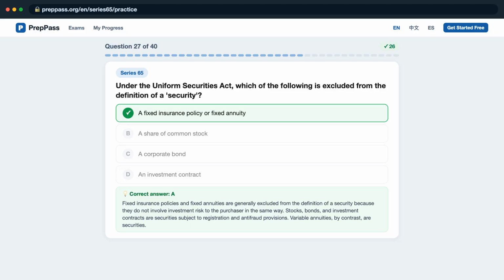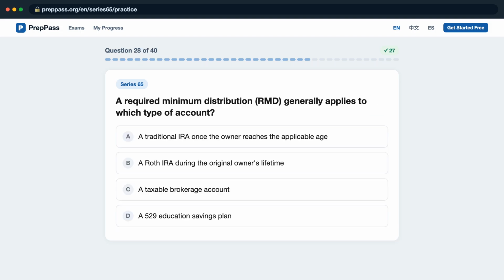Fixed insurance policies and fixed annuities are generally excluded from the definition of a security because they do not involve investment risk to the purchaser in the same way. Stocks, bonds, and investment contracts are securities subject to registration and anti-fraud provisions. Variable annuities, by contrast, are securities.